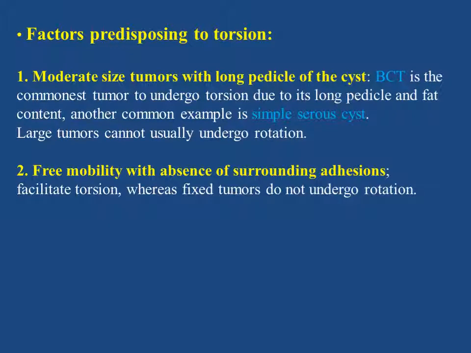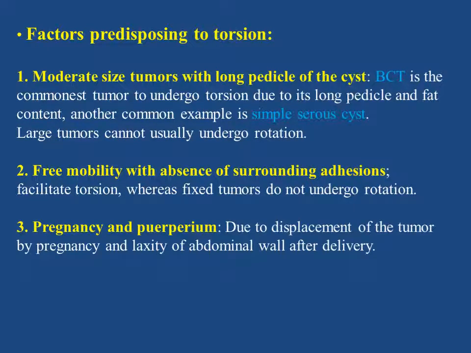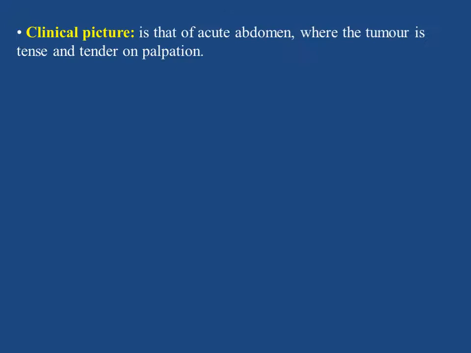Logically, a large tumor cannot undergo torsion. Then free mobility, where there are no surrounding adhesions, will facilitate the torsion. During pregnancy, due to displacement of the tumor, or during the puerperium due to lax abdominal wall, this will produce torsion. The clinical picture: the patient will come with a picture of acute abdomen, and you will find the tumor tender on palpation and tense.